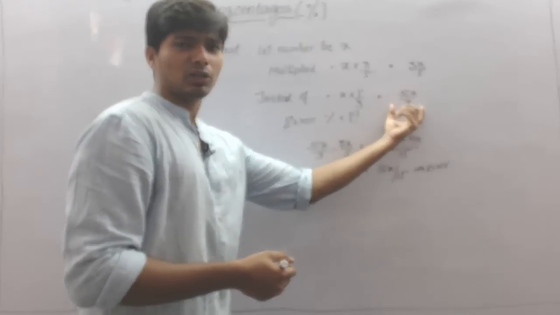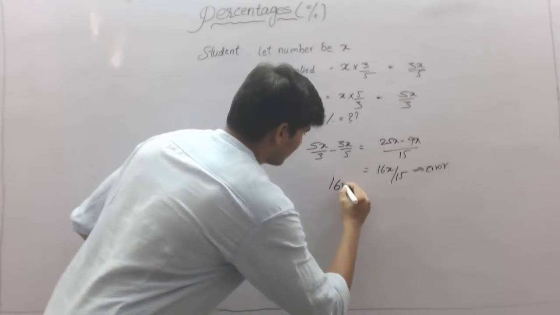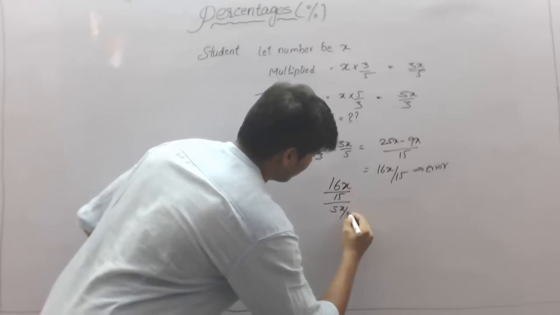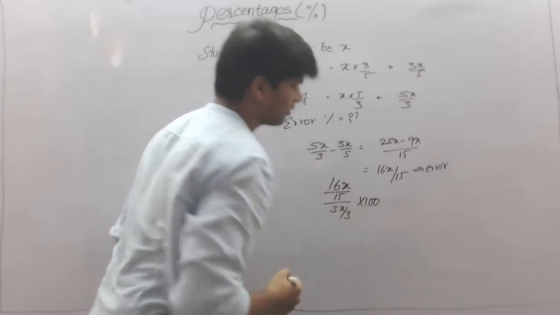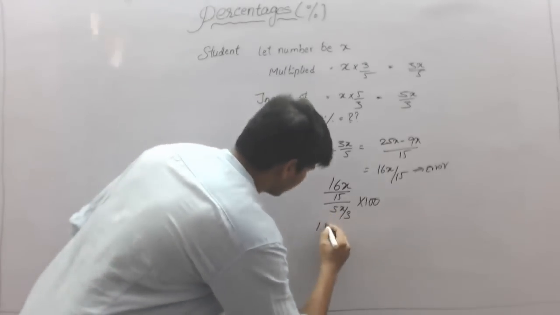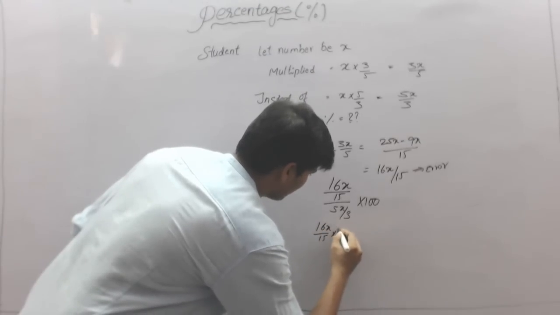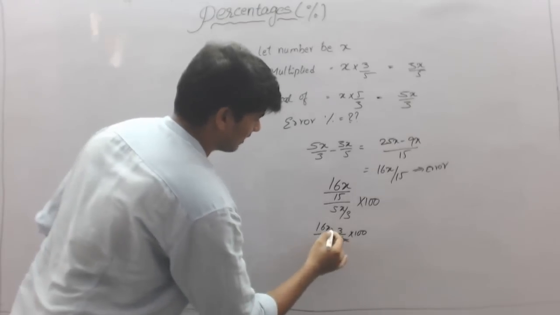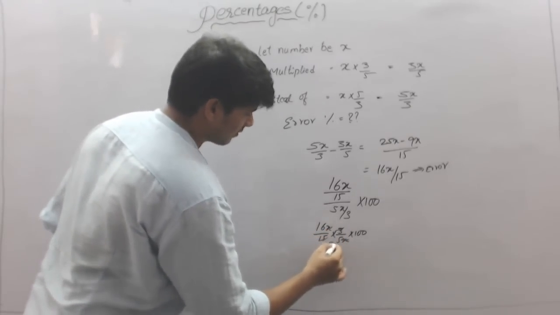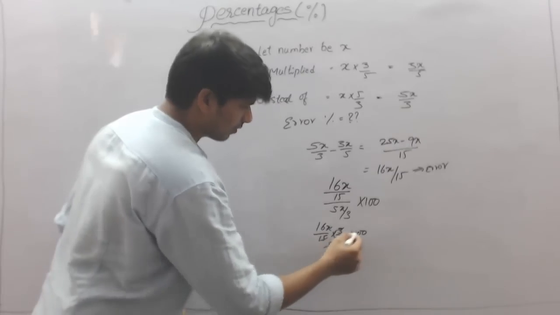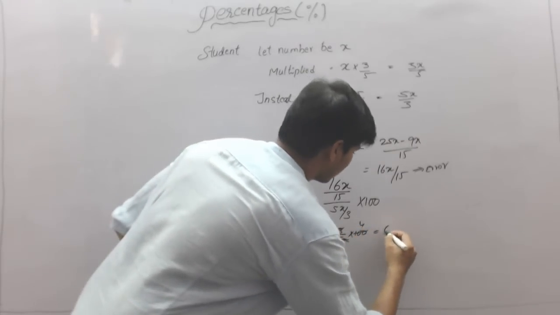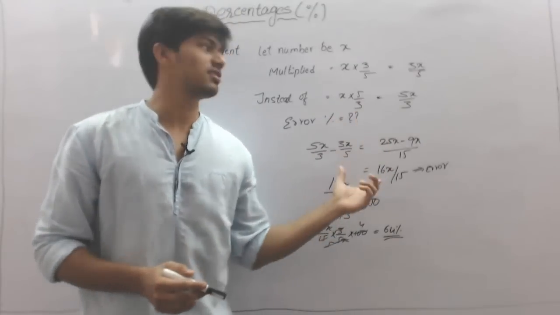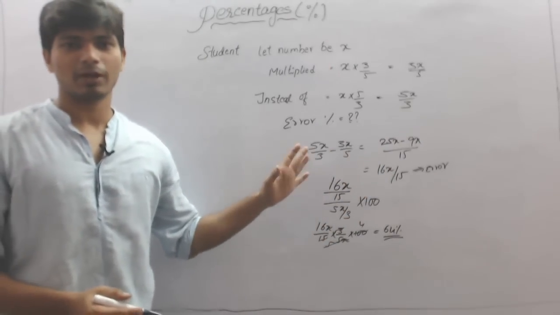Now how do you find the error percentage? Error divided by total value, that is 16x by 15 divided by 5x by 3, into 100, gives you the error percentage. And what is this? 16x by 15 into 3 by 5x into 100, isn't it? x gets cancelled. 3 fives are 15, 5 fives are 25, 25 into 4, that is 64%. The error percentage is 64. Got clarity? I hope so.